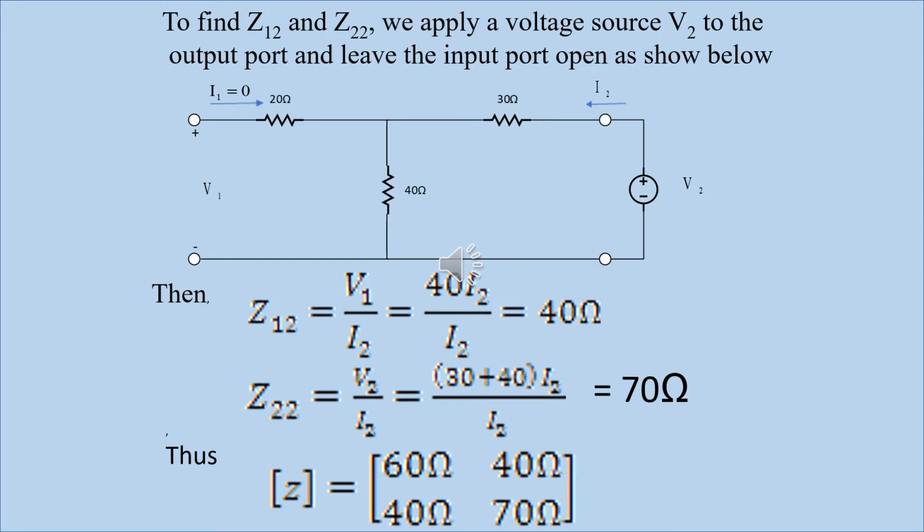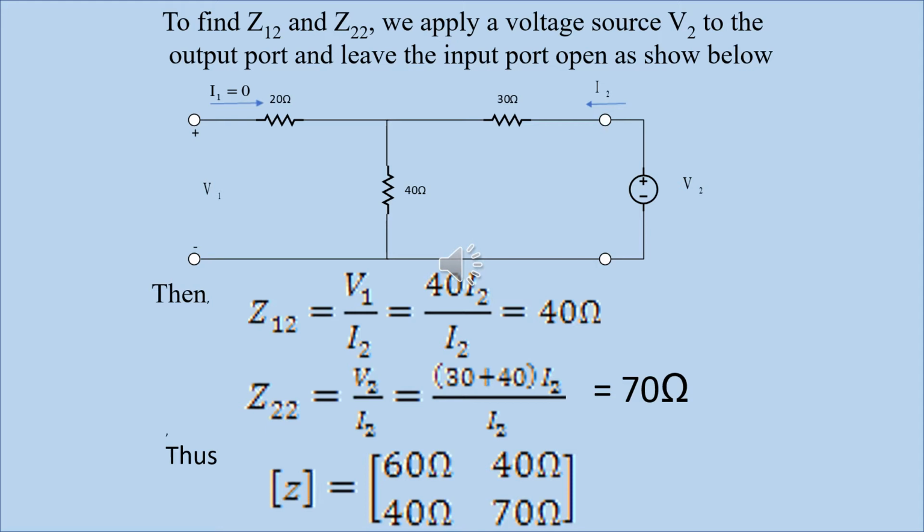resistor. Remember, in this case, the 20 ohm is no longer functioning because the second leg of the resistor is disconnected from the circuit, so it's not contributing to the circuit. So V1 is the voltage across the 40 ohm resistor, and the current flowing in the circuit is I2. The current is flowing in 30 ohm and 40 ohm. Remember, the same current flows through resistors in series. So our V1 is 40 multiplied by I2, and our I2 remains. So Z12 will be 40 ohms.